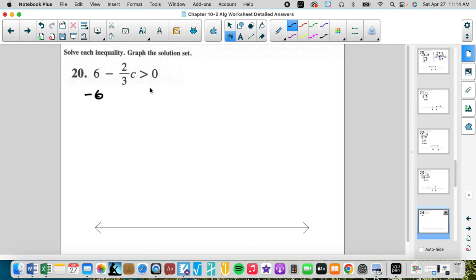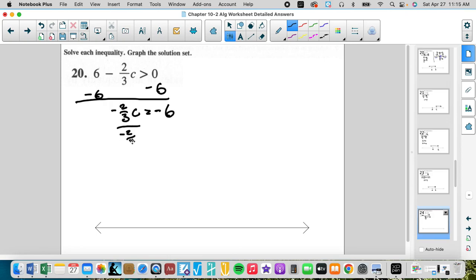We're going to subtract 6 from both sides. Minus 2/3 c is greater than negative 6. We are not going to divide by negative 2/3. I know, Mr. Mack, it's multiplying by negative 2/3. The inverse of multiplying is dividing.